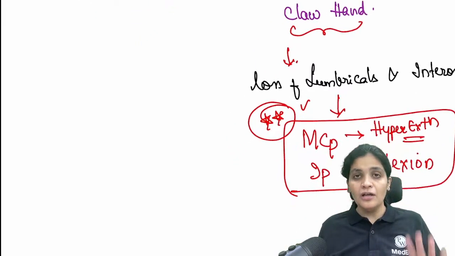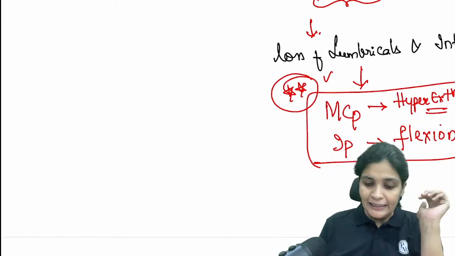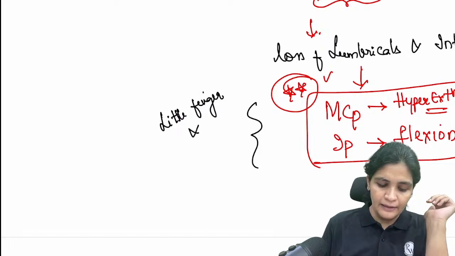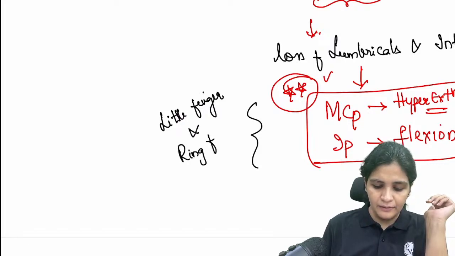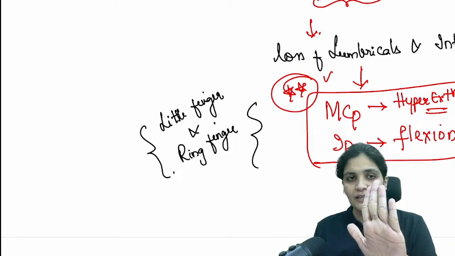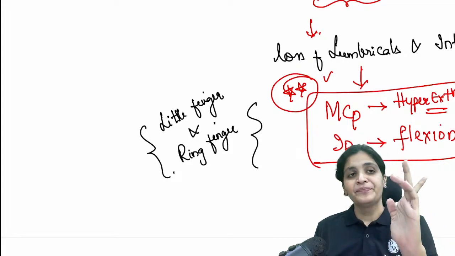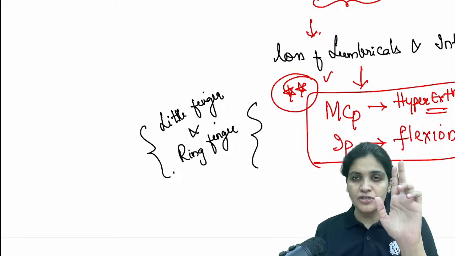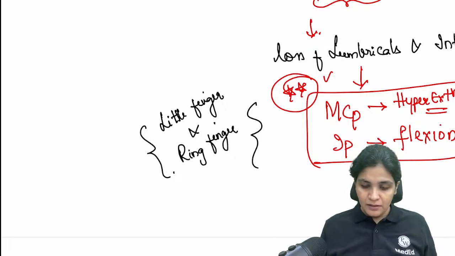So what happens in the claw? This is claw. So MCP, and that is C8 and T1. So the ulnar nerve which is supplying your little finger and the ring finger, right? Now if you see, this is extension of MCP, and then there is flexion of the IP. So this is your claw hand. Okay. That is because of your Klumpke's palsy, where the patient will have your claw hand. Okay.